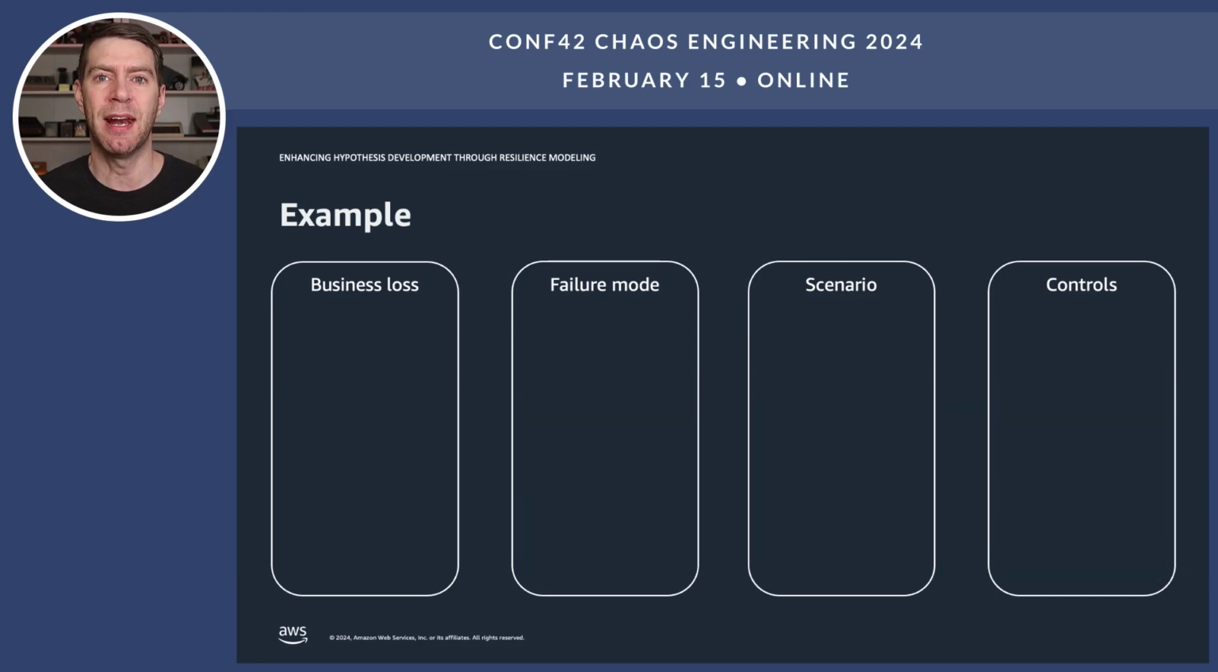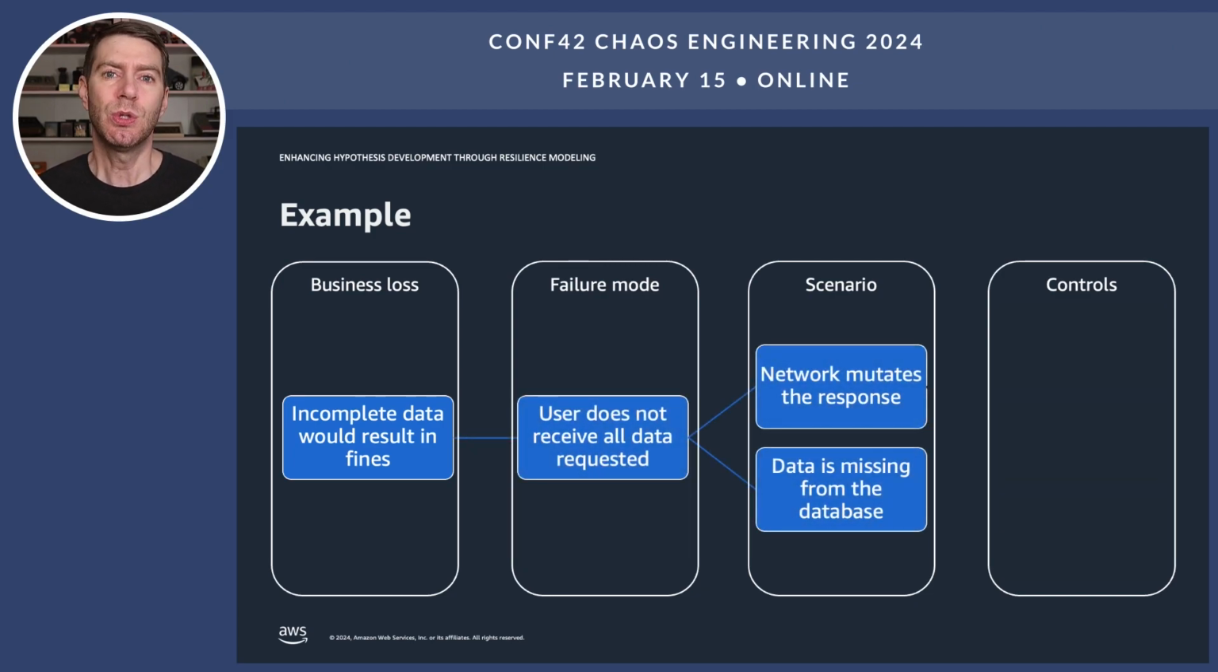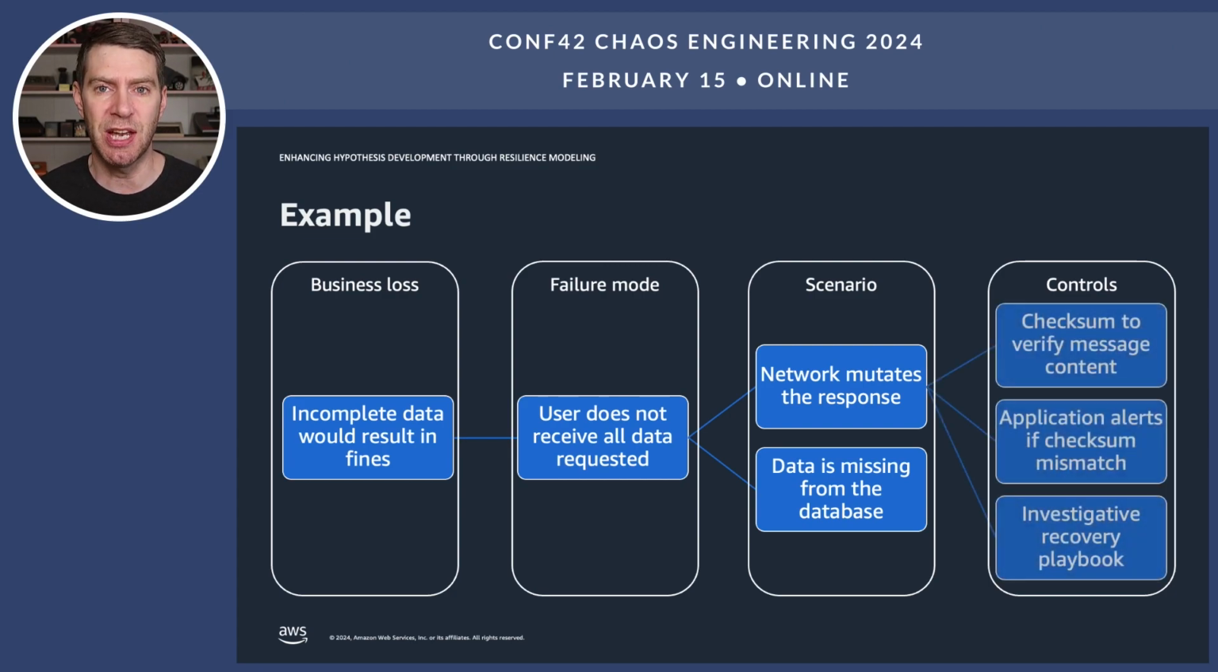So if we look at an example where a failure mode was anticipated for a data distribution system, if data was not fully transferred to clients, there was a potential for fines to be issued to the business. 2 causes of this failure mode were identified, and then the controls for detection, prevention, and correction were also identified. The team in this case, they didn't have any mechanism for testing this scenario. So we have the business loss, the failure mode, the scenario, and the controls.